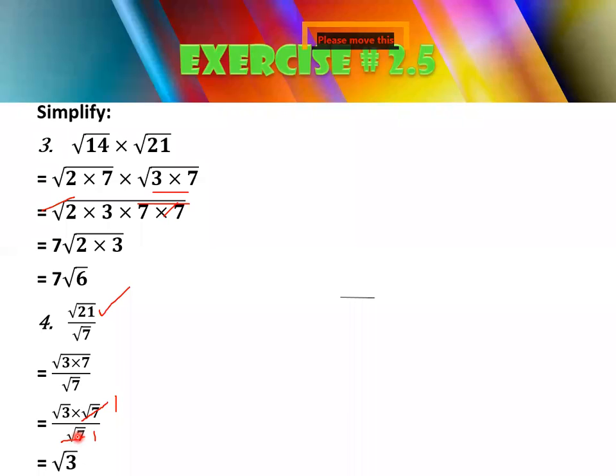Now move on to the next question. I'm going to explain it with another question as well. Just suppose you have 68 over 68. Both are the same, nothing is different between 68 and 68, so you will simply cancel it with each other, just like this. So your answer will be 1.